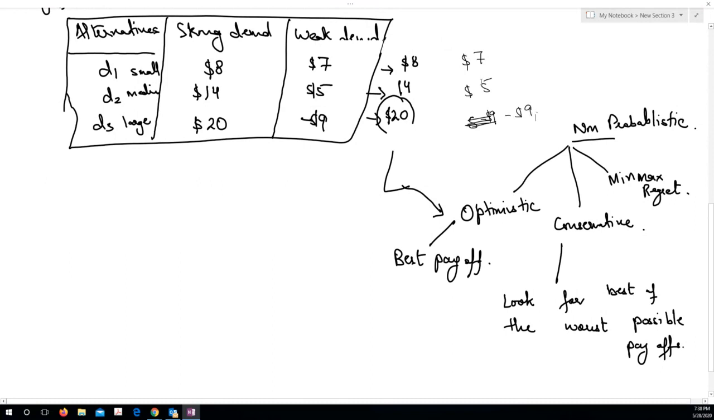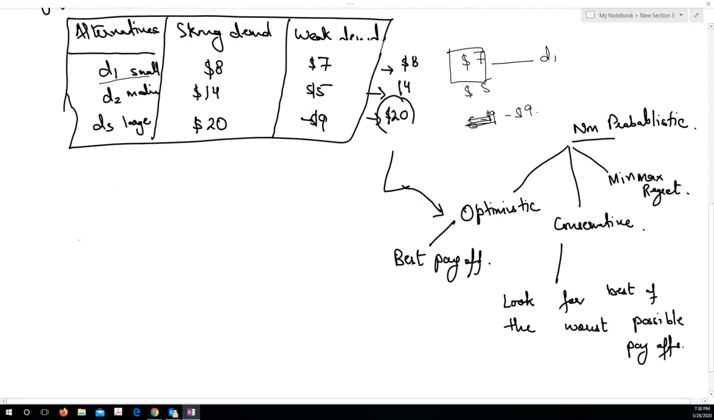All right, so we have 3 options for the worst possibilities. If the worst possibility is that the demand is weak, we will look for the best possible option. In this situation, we will pick this number and say the best option is D1. We should go with D1 because it is the highest payoff in the worst market. So this is the conservative thinking, which is pretty straightforward.